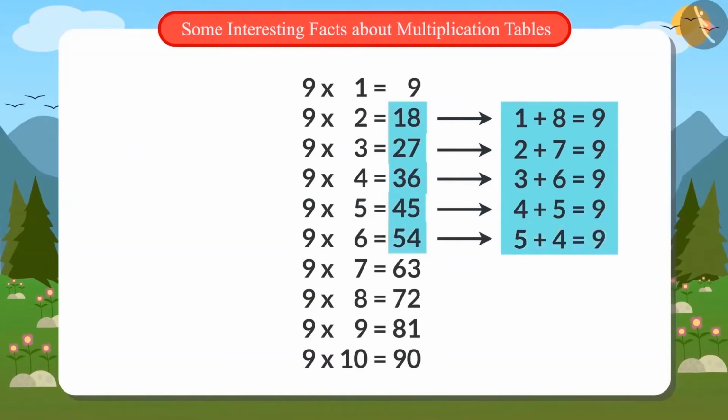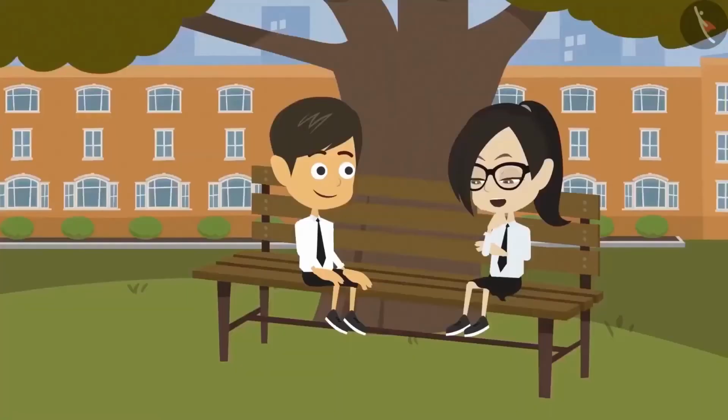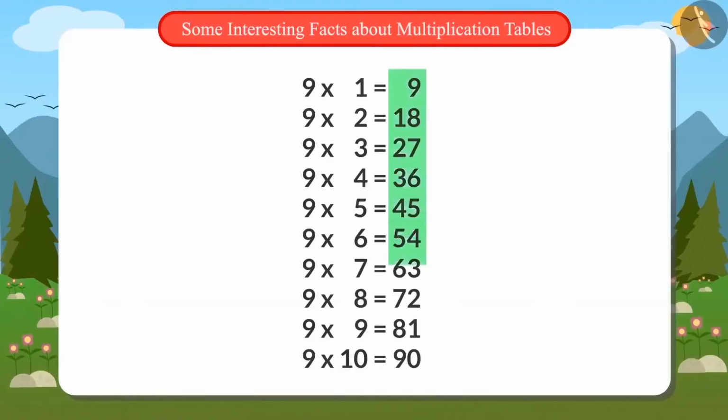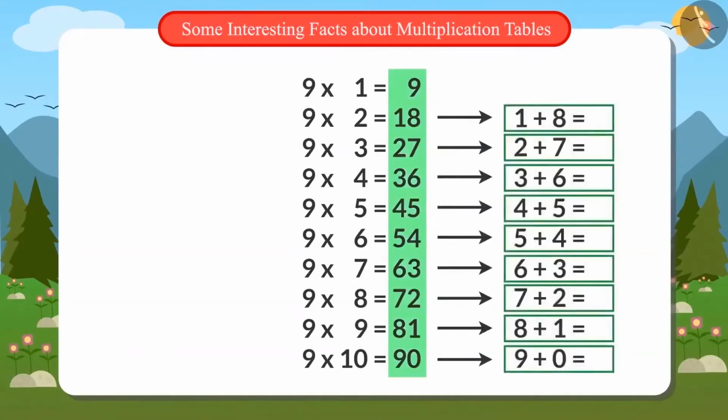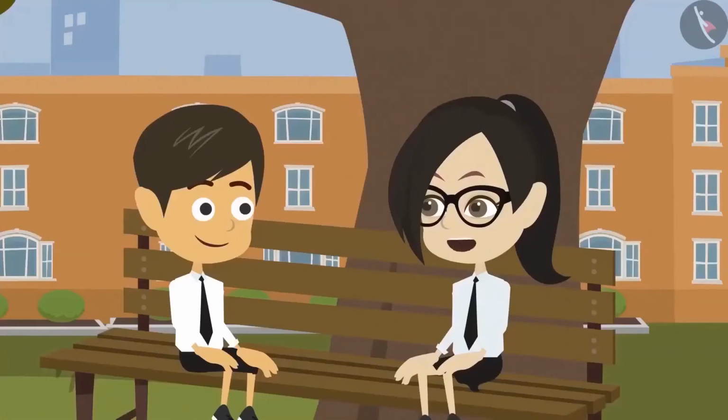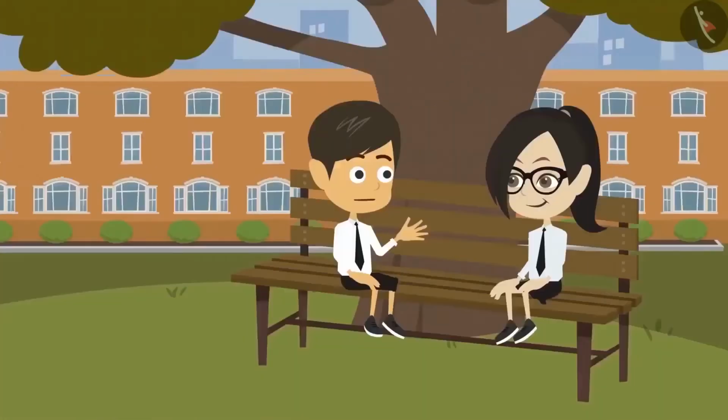Now I will see the seventh number in the table of 9, that is 63. Adding the digits 6 and 3, the answer again is 9. Wow, this is interesting. When we add the digits of every number in the multiplication table of 9, the answer is 9. Do you also know some other interesting things about other tables too, Reyansh?